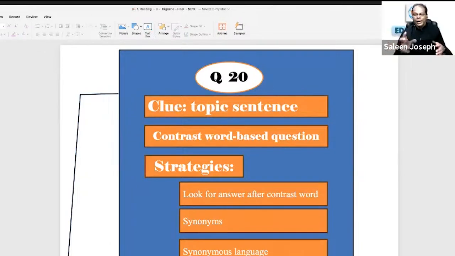Topic sentence, contrast. If you don't understand any of the words or phrases that I am using here, please type in the suggestions. Admins will collect and give me those suggestions. If many of you don't understand the paragraph structure or the topic sentence or the controlling idea, I will explain that in detail. So the clue is the topic sentence. Again, you have contrast word based questions. See how many of them are in the official sample. Strategies: look for the answer after the contrast word, and synonyms and synonymous language. For every question you need synonyms and synonymous language. That's why I asked you to create a diary of synonyms, synonymous language, and paraphrasing.